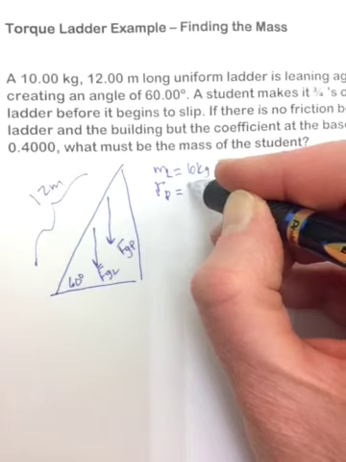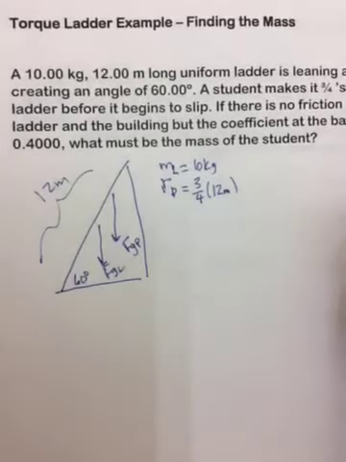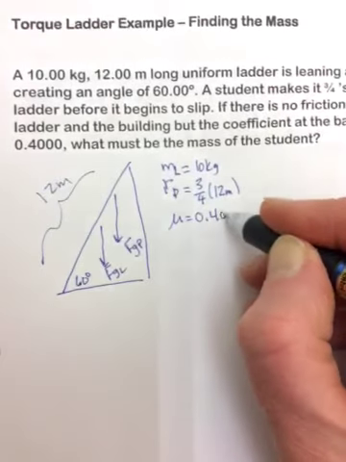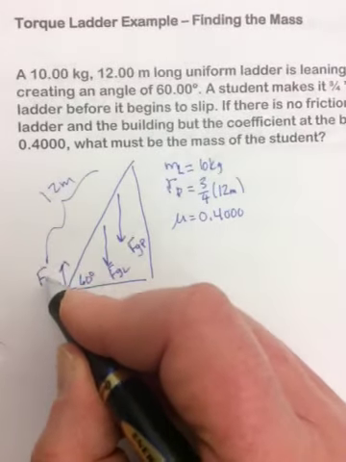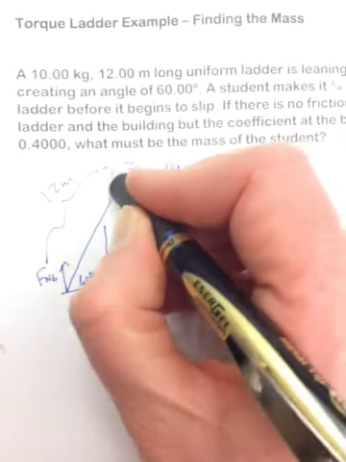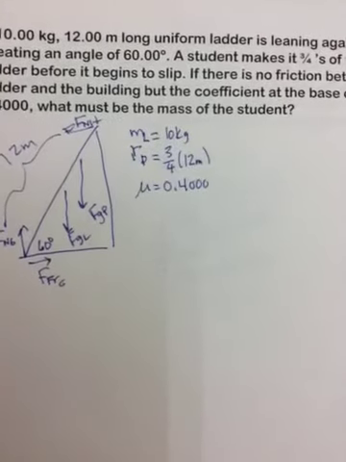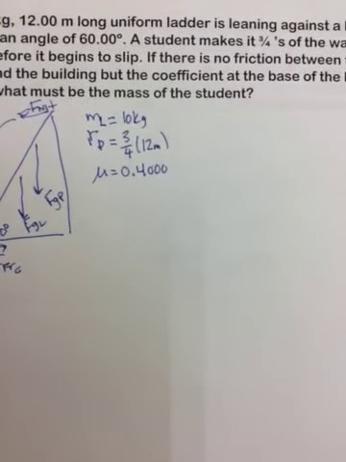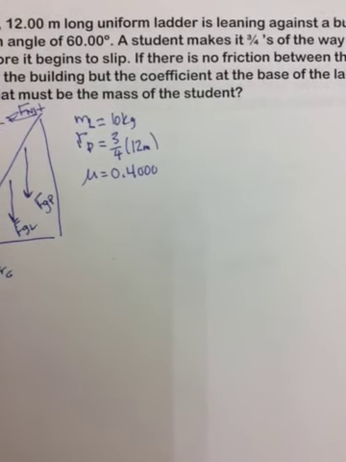The R for the person is 3/4 of 12. And it tells us the coefficient of friction at the base of the ladder is 0.4, and it wants to know what's the mass of the person. So this is going to be F normal of the ground, this is going to be F friction of the ground, and this is going to be F normal of the house. Okay, and you're just solving for mass of the person. So my suggestion would be turn the video off or press pause, try it, and then come back and we'll do it together to make sure you got it. Okay, so pause me for a minute and try this. I'll wait.